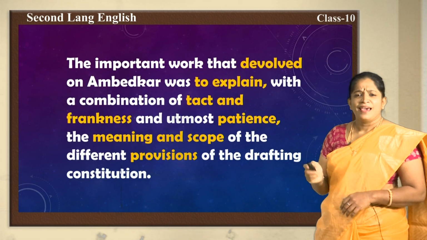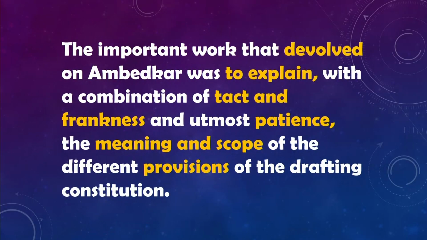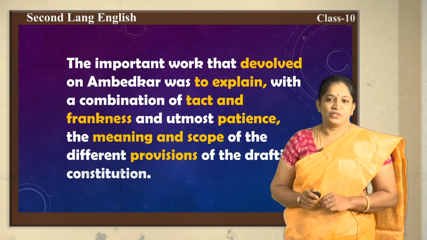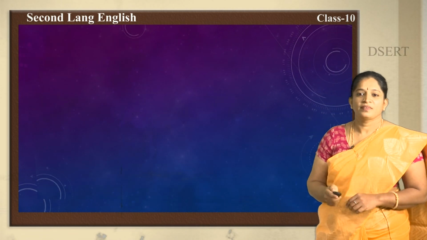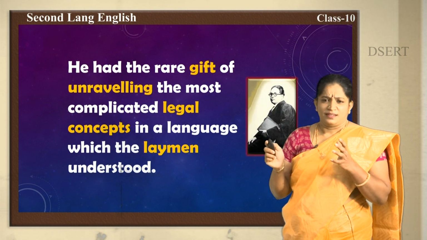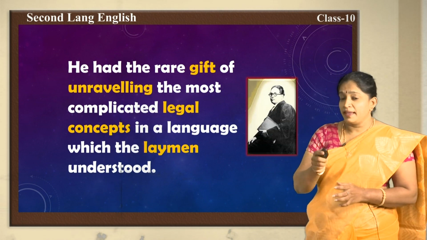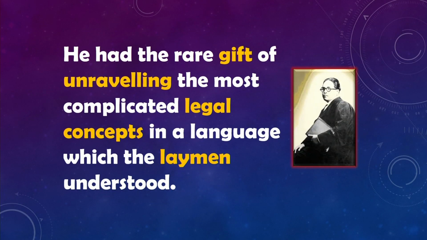You know, children, as an orator, anthropologist and a jurist, the important work devolved on Ambedkar was to explain with a combination of tact and frankness and utmost patience the meaning and scope of the different provisions of the draft constitution. You know, children, why this major responsibility devolved on Dr. B.R. Ambedkar? Because he had the rare gift of unraveling the most complicated legal concepts in a language which the layman understood.